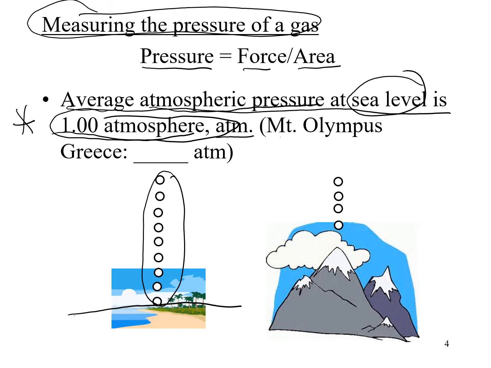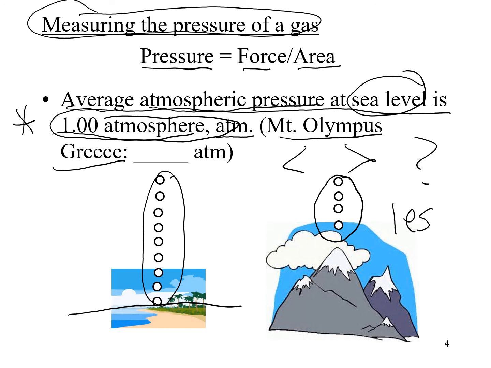If we were to go to Mount Olympus in Greece, would you expect the atmospheric pressure to be less than or greater than sea level? If we look at the picture below, there are fewer atmospheric molecules applying force to the surface of the Earth. So we would expect atmospheric pressure in the mountains to be less than atmospheric pressure at sea level. And at Mount Olympus in Greece, atmospheric pressure is 0.695 ATMs. So that's much smaller than atmospheric pressure at sea level.